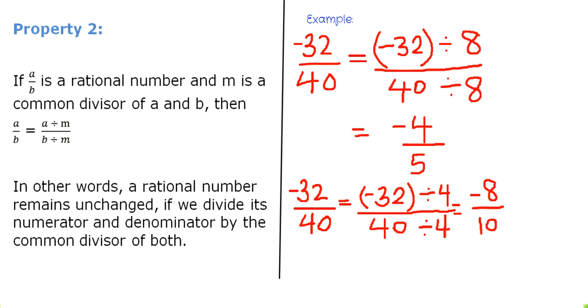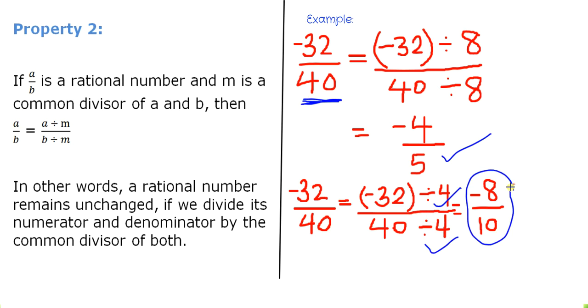For example, if I take the rational number minus 32 by 40, I can divide both the numerator and denominator of my rational number by the number 8. And I will get minus 4 upon 5, which is an equivalent rational number of minus 32 upon 40. Similarly, if I divide both the numerator and denominator by 4, I will get another equivalent rational number which will be minus 8 upon 10.